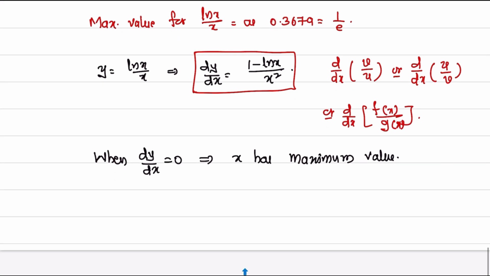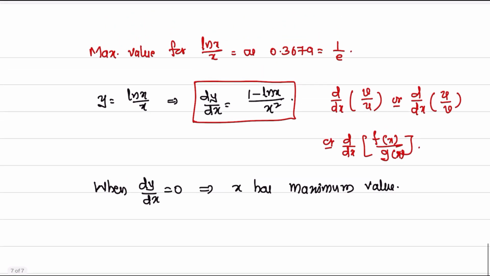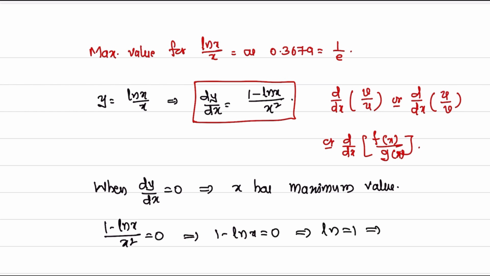Now, dy by dx will be 0. That means 1 minus ln x by x square is equal to 0. That implies 1 minus ln x is equal to 0. That implies ln x is equal to 1. That implies x is equal to e to the power of 1, that is equal to e.